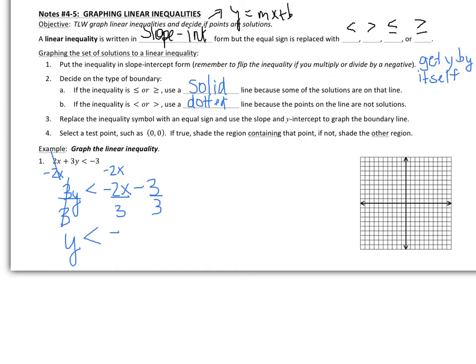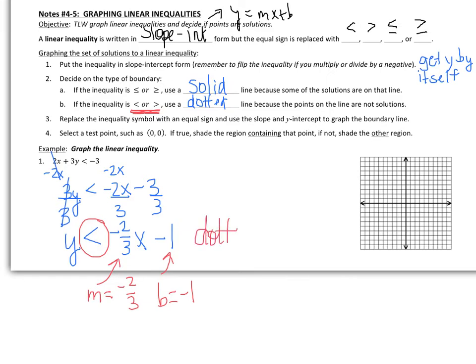My slope then will be negative 2/3, put the x there. And then negative 3 divided by 3 is a minus 1. So the negative 2/3 represents my slope, and my b value is negative 1. When we graph this line, we want to look at this inequality. Because it is a less than and it does not have a line under it, we're going to use a dotted line.